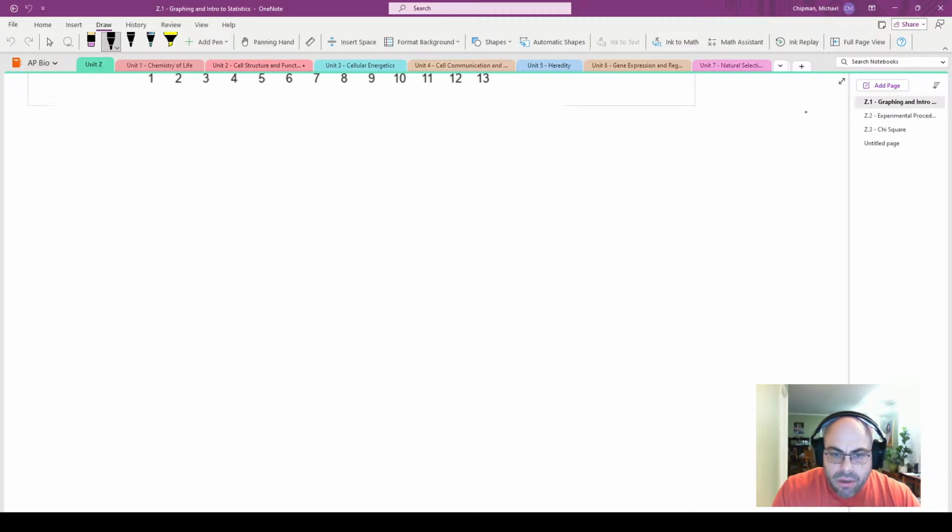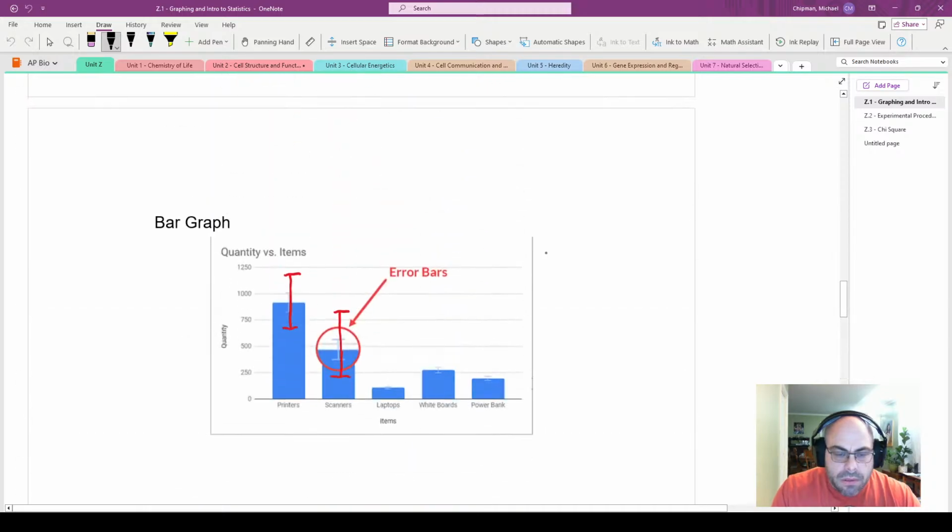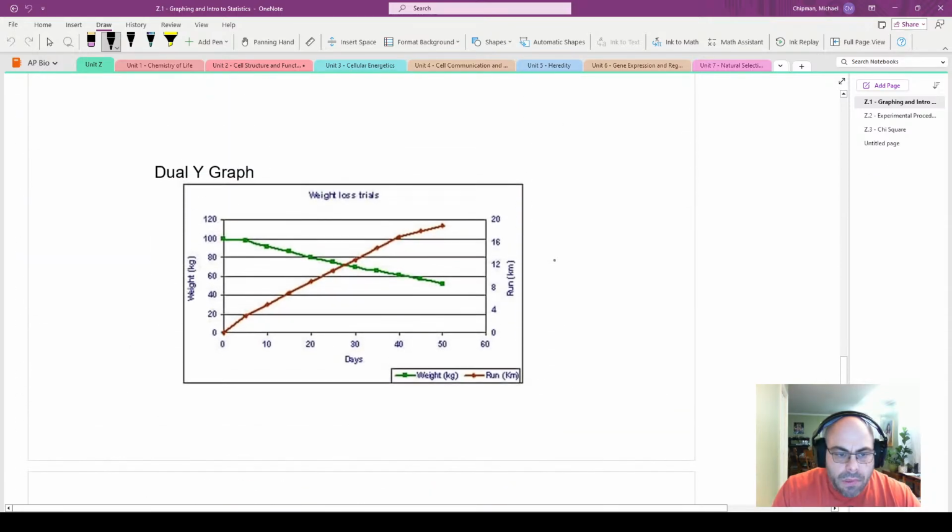You come back over here. Let's find like this one. The dependent variable is weight. So these are weight loss trials, right?